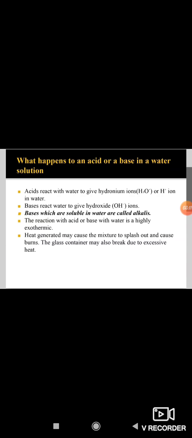And then, what do all acids and all bases have in common? What happens to an acid or base in a water solution? So let us see through an activity.